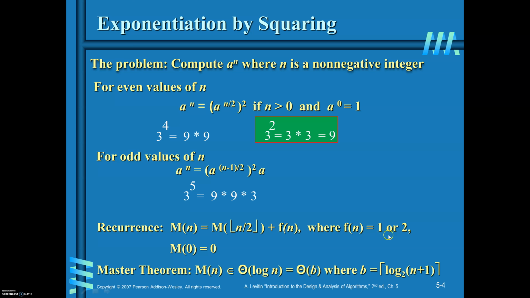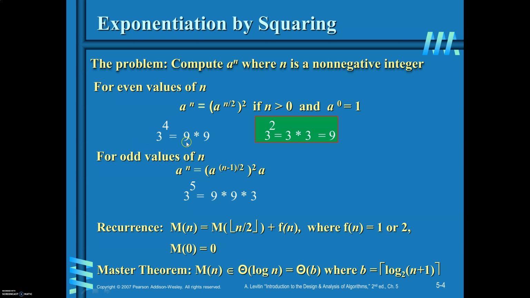So Fn can take the value 1 or 2. And when n is equal to 0, a power 0 equals 1. So this is how you can write the recurrence relation to compute a power n by the decrease by constant factor method. Look at here, we'll analyze this algorithm for 3 power 4.